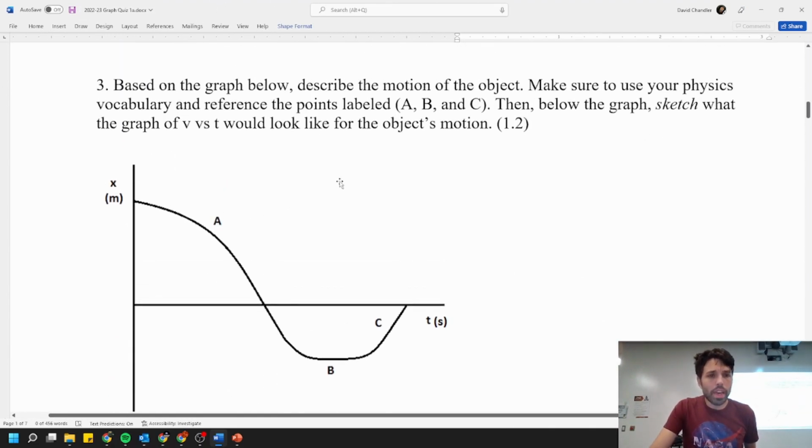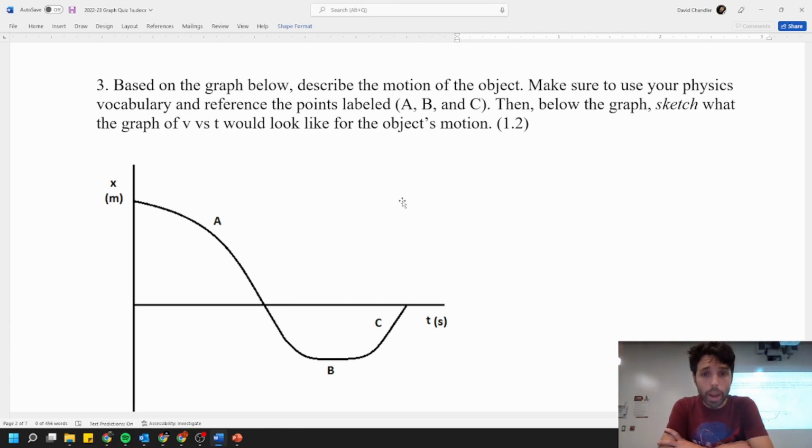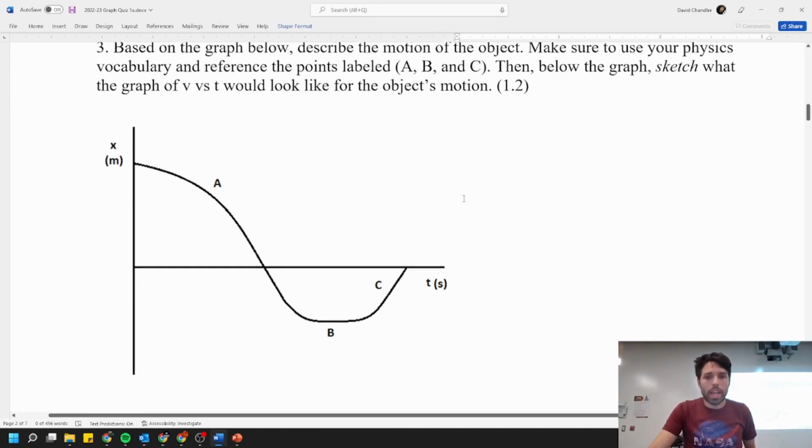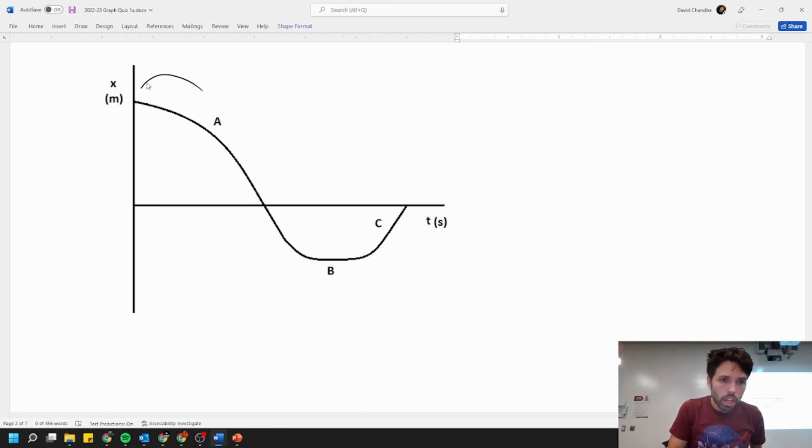All right, here we have a position-time graph, and it's got some curviness to this one. And I ask you to describe the motion of the object. Make sure to use your physics vocabulary again. Reference the points labeled A, B, and C on the graph. So really, I want you to tell me what's happening in each section. I was going to talk about this and write it out a little bit, but I'm not going to type a paragraph again.